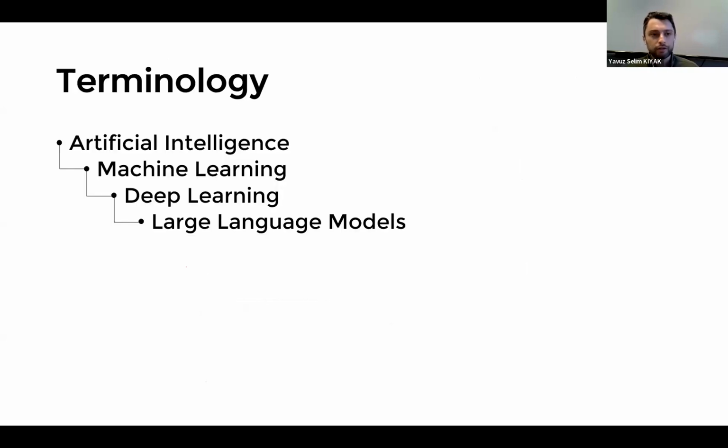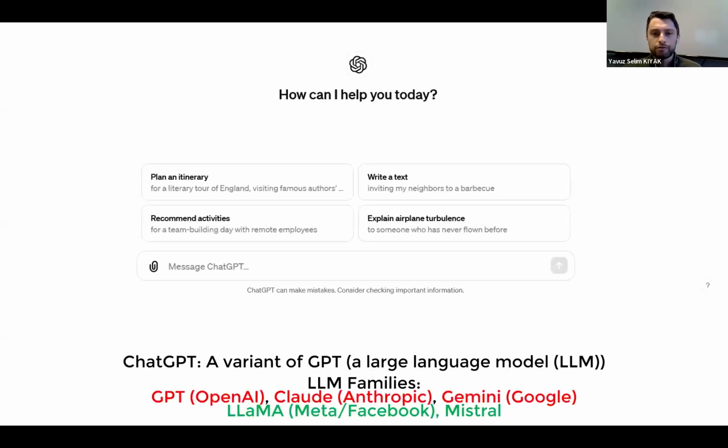Let's start with terminology. The broadest term is artificial intelligence, and machine learning is a subset of artificial intelligence, and deep learning is a subset of machine learning, and large language models and natural language processing are a subset of deep learning. Here you see ChatGPT's main page.